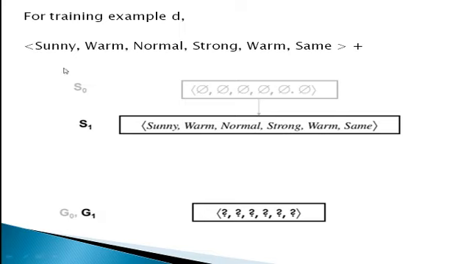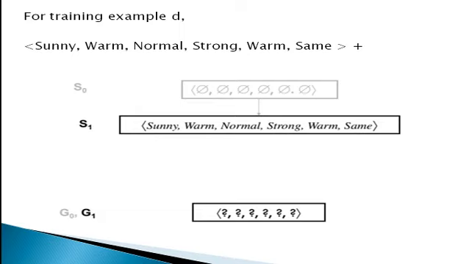So this is the positive example you can see, that is sunny, warm, normal, strong, warm, same. So this is the positive example, right? Here the boundary set G, that is G0, will cover this particular example, that is a positive example. So this is with respect to the first training example, right?